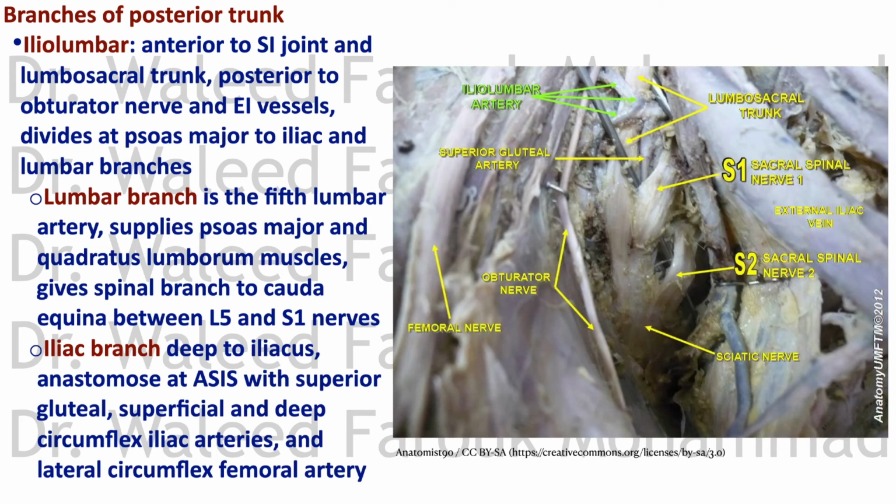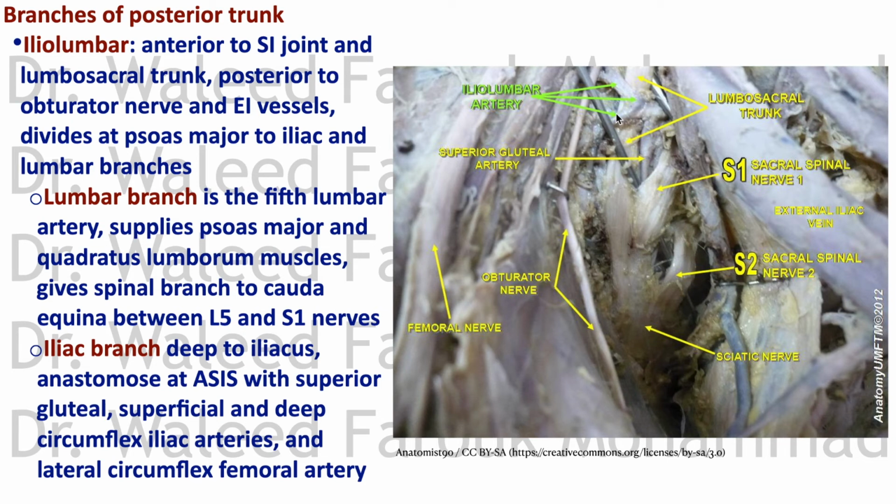Branches of the posterior trunk are the iliolumbar, lateral sacral, and superior gluteal arteries. The iliolumbar artery, the one you can see here, gives its lumbar branch and iliac branches. The lumbar branch is the fifth lumbar artery, as we discussed before with the vasculature of the posterior abdominal wall. It supplies psoas major and quadratus lumborum muscles, and gives spinal branches to the cauda equina.